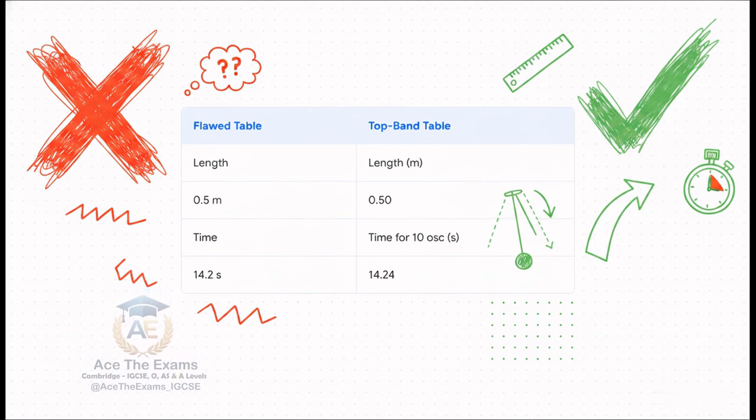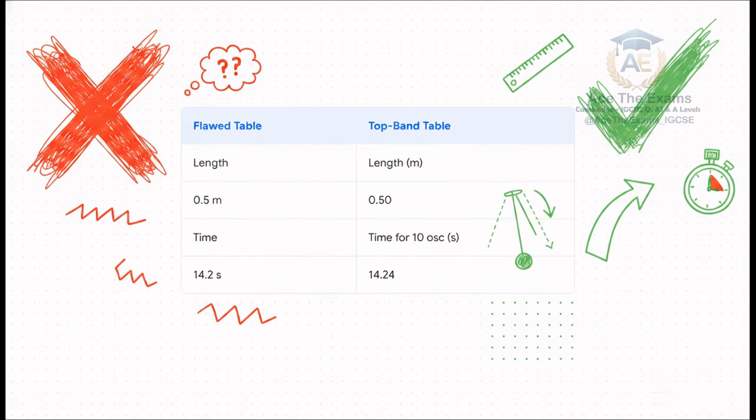Now compare that to a top-band approach. Variables and precise units are stated clearly in the header row only. The body contains pure, neatly formatted numbers to consistent decimal places. It also specifies time for 10 oscillations, rather than just a vague time. This proves you know exactly how to reduce percentage uncertainty.